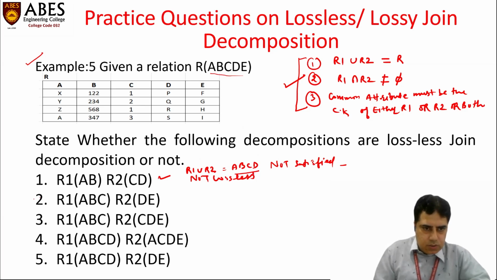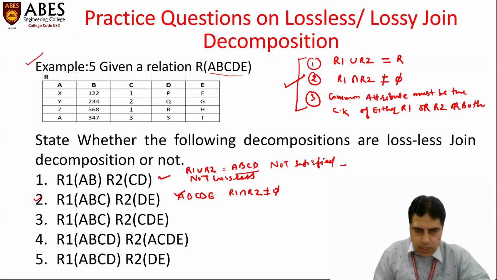Now, second question, R1 is ABC, R2 is DE. So R1 union R2 is A, B, C, D, E. The first condition is satisfied. Now the second condition, R1 intersection R2 does not equal phi. There should be some common attributes among A, B, C, D, E. There is no common attribute. So the second condition is not satisfied. So this is not a lossless decomposition.